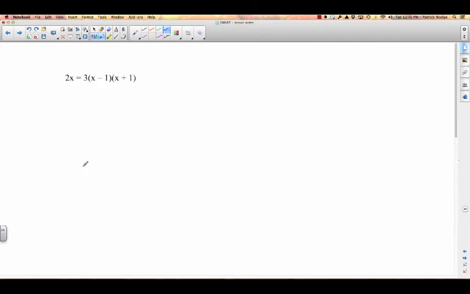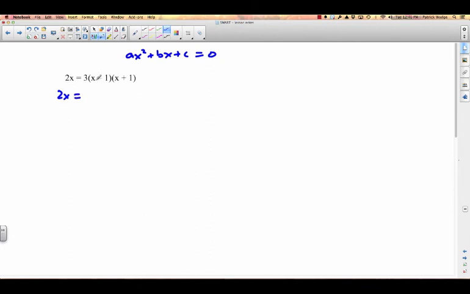Okay, now the only thing different for these last two is they're not in the form we want. We want them to be in general form, ax squared plus bx plus c equals 0. So what do you think you're going to have to do? Well, you're going to have to move everything to one side, and you're going to have to expand this side. Let's just leave the 2x here for now, and let's multiply.